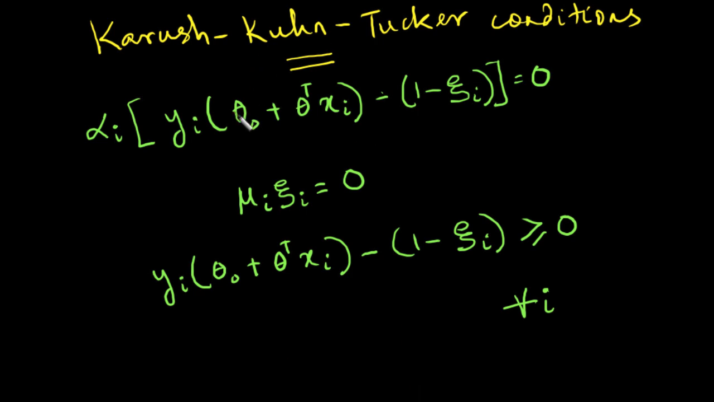Now you can see that for points which are off the decision boundary, this quantity will be non-zero, and so in order to satisfy this condition, alpha i has to be 0 for all those points which are off the margin. But for points which are on the margin, these values are 0, and for them our alpha i can be non-zero. This is how we ensure that we only take care of the support vectors to find our model parameters, and that is why this method is called the support vector machine.